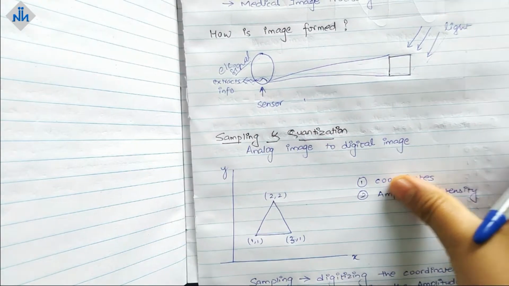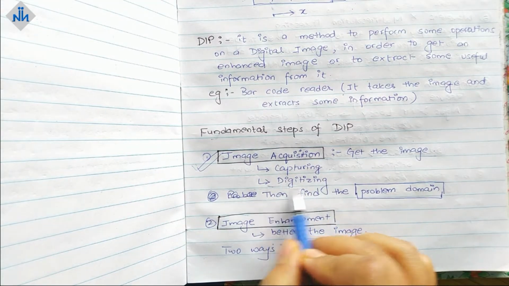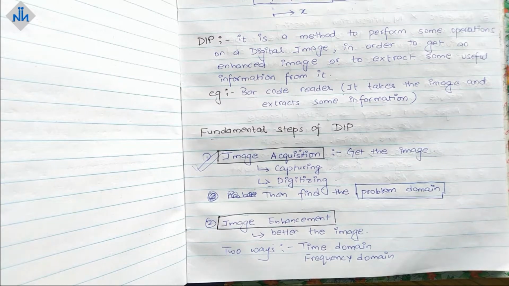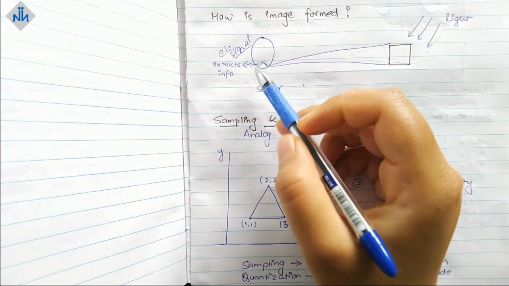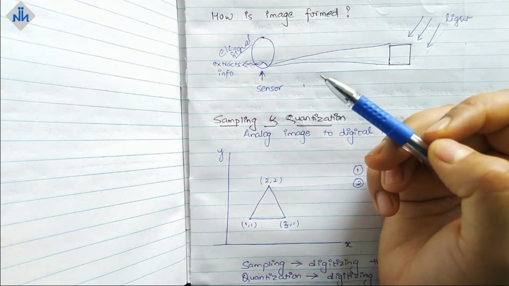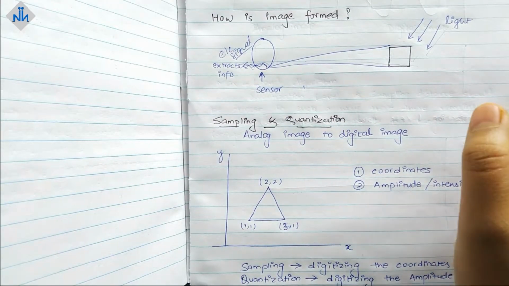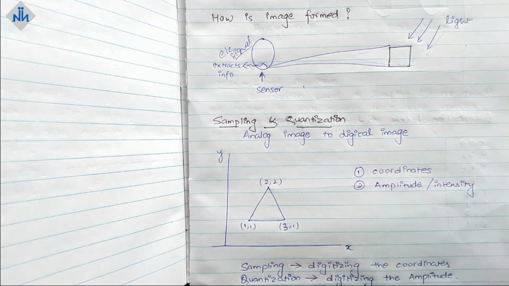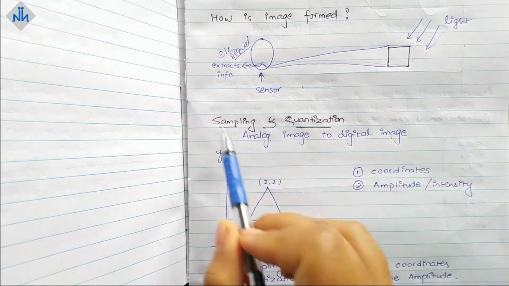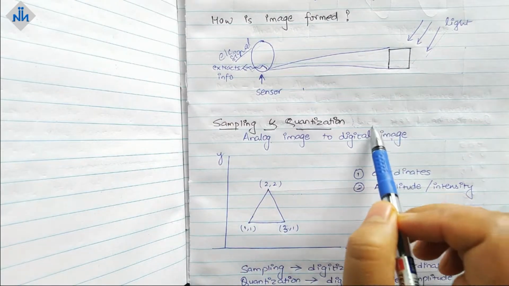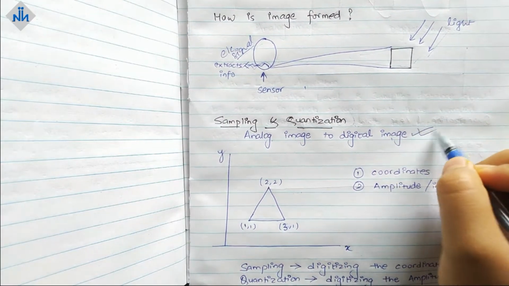And the second step was digitizing. When an image is formed, it gives us electronic signals. They are basically in the form of analog signals. So now we have to change them into digital form so that we can further process them. The process of changing an analog image to a digital image involves sampling and quantization. These are the two processes used to do this.